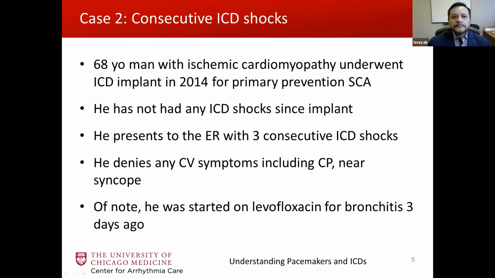All right, so let's move on to consecutive ICD shocks. This is case 2. You have a 68-year-old man with ischemic cardiomyopathy. He underwent ICD implant in 2014 for primary prevention of sudden cardiac arrest. He has not had any ICD shocks since implant. He presents to the ER with 3 consecutive ICD shocks. He denies any cardiovascular symptoms, including chest pain or near syncope. Of note, he was started on levofloxacin for bronchitis 3 days ago by his primary care doctor.